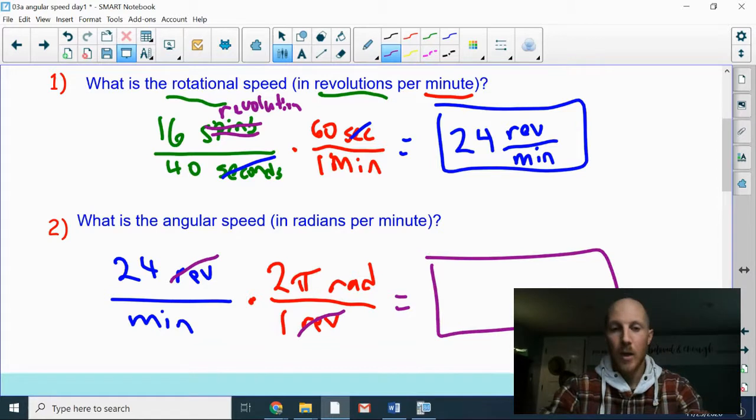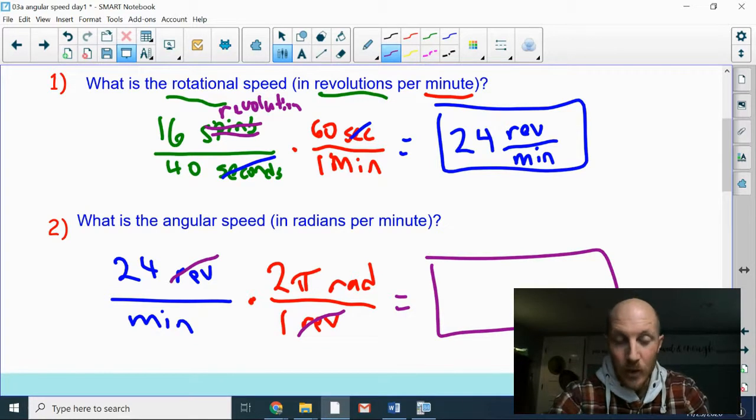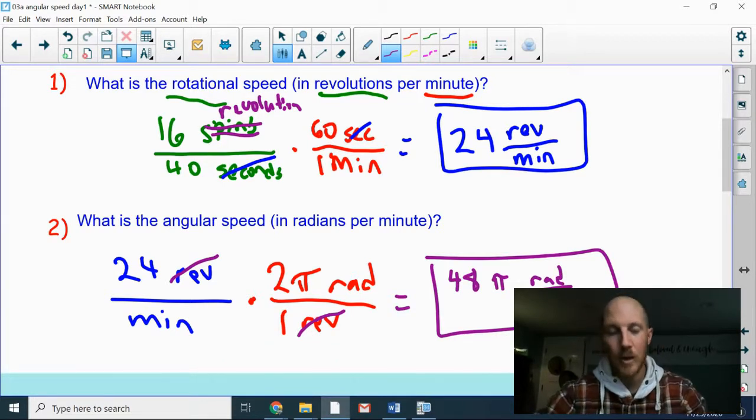Answer box. So the units, let's look at the units first. What's left? On the top, I have radians, and on the bottom, I have minutes. Those are the only units left, and that does match the direction that asked me for radians per minute. Nice. And then I'm just going to do mental math. 24 times 2, that's going to be 48 pi radians per minute. We're going to leave pi as part of our answer. That is customary when we're dealing with angular speed.